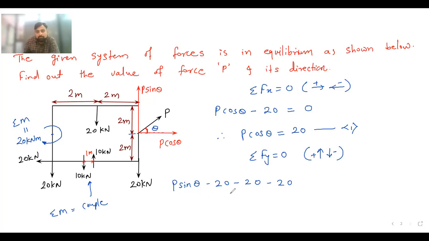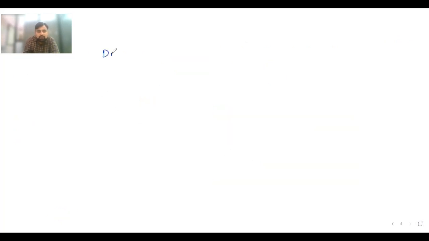So p sin theta, so these three forces are there which is equal to 0. So therefore p sin theta is equal to how much? 60. This is equation 2. Again divide equation 2 by equation 1, we will get the answer. So divide equation 2 by equation 1. So what is our equation 2? P sin theta equal to 60.